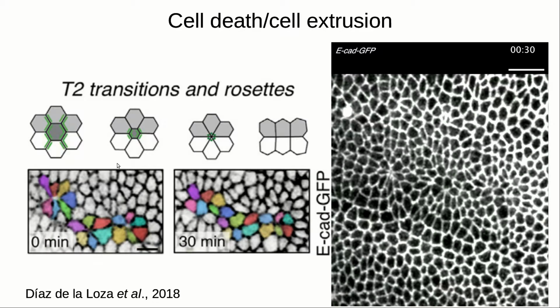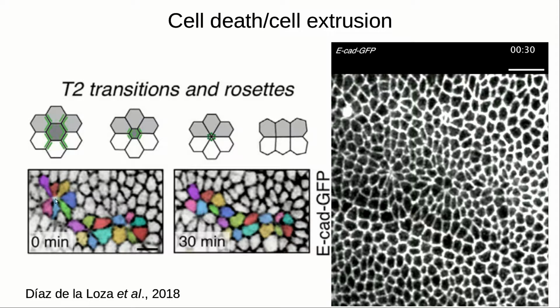On the other hand, you can see here cell death. So actually what has been measured is cell extrusion. This central cell is suffering a lot of pressure from its surrounding neighbors, so it gets smaller and smaller, and it is finally extruded from the tissue, and it dies probably, but not necessarily.